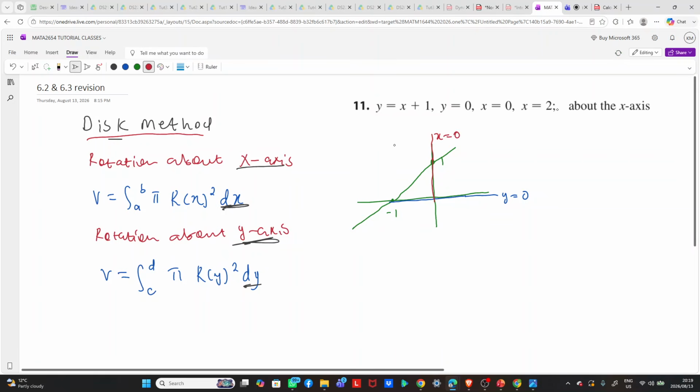Then we also need the line x equals 2. Where is x equals 2? Here, right? So that will be a vertical line like this. When x is 0, y is 1; when y is 0, x is minus 1. Then I have this, and then I'll have that line here.